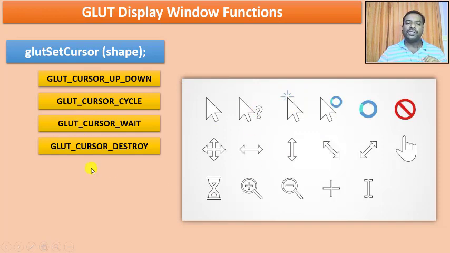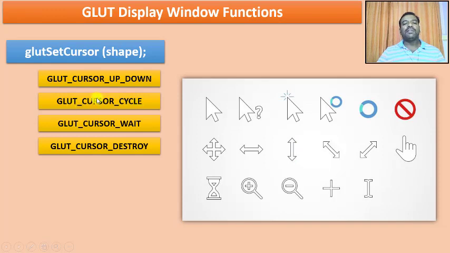In your OpenGL program there are 4 types of cursor you can use. Apart from the default cursor you are seeing right now on your display device, I can use a cursor which is both up and down. If I pass this symbolic constant as a parameter for this function, then the cursor I get is going to be up and down.